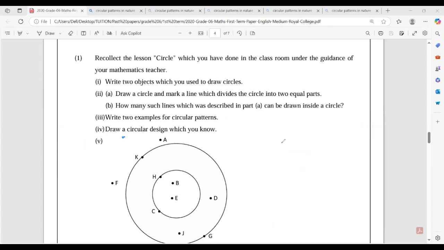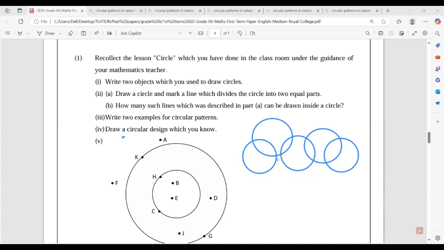And draw a circular design which you know. If you draw, it is very simple. You can use a coin or something and draw a circular pattern. You may have seen so many circular patterns, circular designs in your textbook too, right? So you can draw something like this. Look, you have this. Actually, it is difficult to draw with this unit. So you can draw this kind of designs, fine. And then you will see circular patterns. Okay.